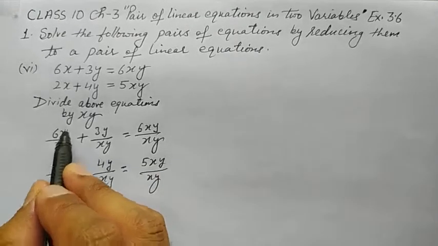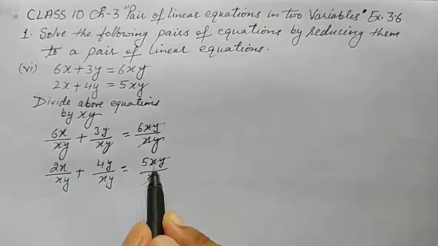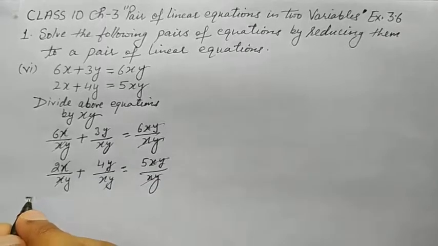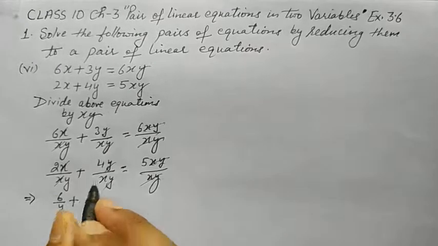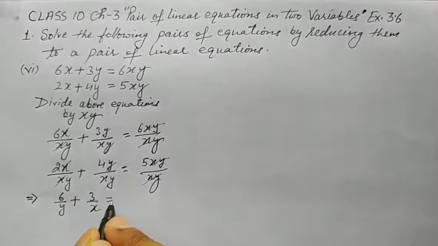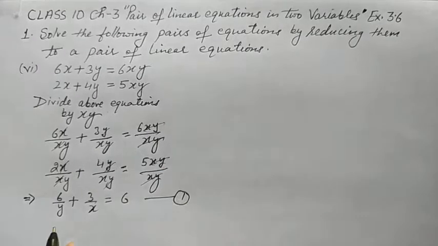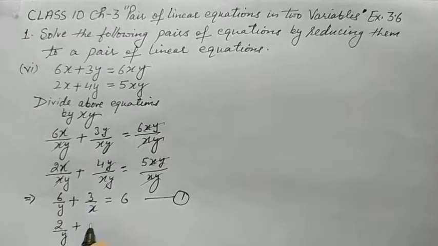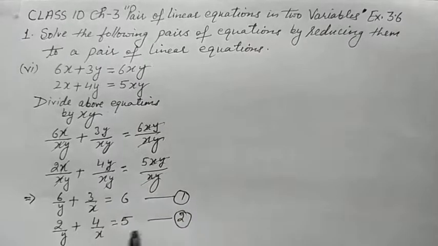Now here xx cancelled, here y cancelled, xy cancelled, xy cancelled, y cancelled, xx cancelled. So what is left? We are left with 6 over y plus 3 over x is equal to 6. Suppose this is our equation number 1, and in the second, here it is 2 over y plus 4 over x is equal to 5.